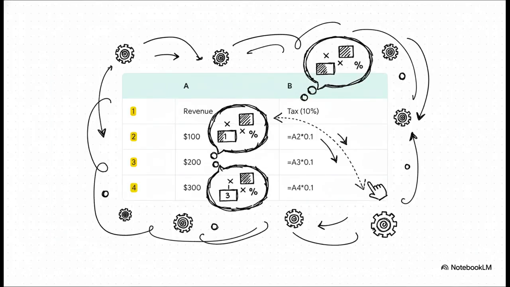Let's see what that actually looks like. Check out the formula in cell C2. It's taking the revenue from A2 and multiplying it. Now, when you drag that formula down, Excel is smart. It automatically updates the reference. So in cell C3, it becomes A3, and C4, it becomes A4. That's the beauty of relative references. They save you a ton of time.